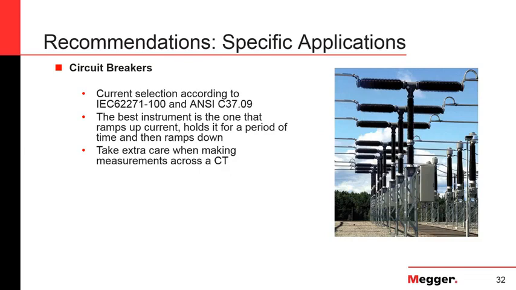For circuit breakers, the current selection should be made according to either IEC 62271-100 or ANSI C37.09. For the IEC standard, they recommend a minimum of 50 amps all the way up to the rated current of the breaker, or a minimum 100 amps according to ANSI C37. And again, the best instrument for this application is one that will ramp up the current, hold it, and then ramp it down.